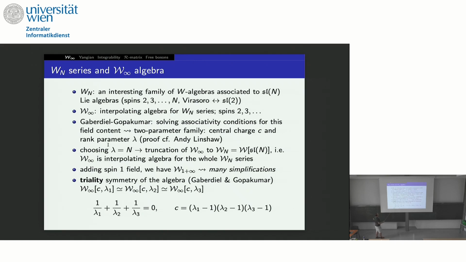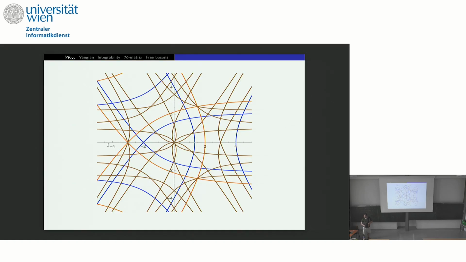So instead of parameterizing the algebra by central charge and one lambda, I can parameterize it by three lambdas, modulo this relation, and then the central charge is given by this simple symmetric form. Okay, so this is a convenient parameterization of some things. So now one can ask whether or not this triality symmetry is real.